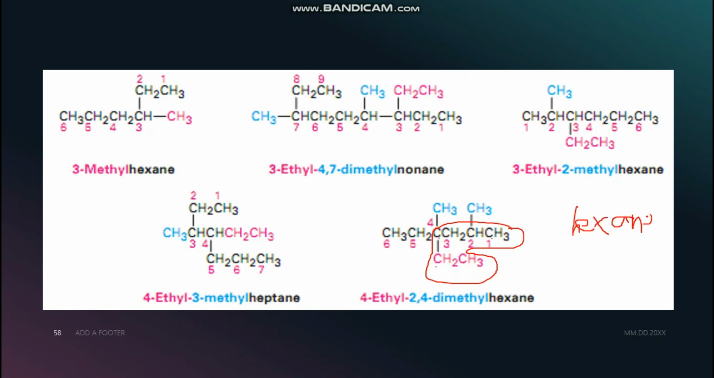And then, its first branch out is 1, 2, 3. So, it branches at the third carbon, but on this one, 1, 2, it is already at the second. So, this is 1, 2, 3, 4, 5, and 6. So, on the second carbon, it has an ethyl. On the fourth carbon, it has a methyl and an ethyl. So, the name still applies even if we use this longest chain.